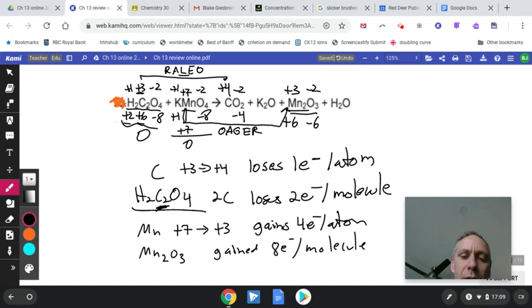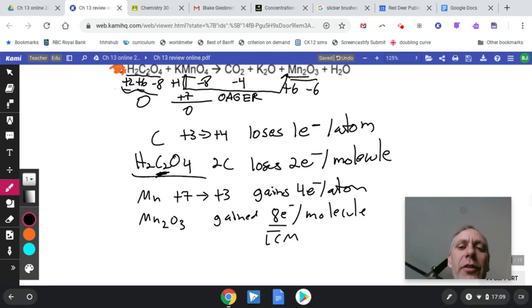So in that overall reaction, in order to balance it all out, you'd have to have a gain and a loss of 8. That would be your lowest common multiple, I think, in math. That's the term you're looking for. 8 electrons gain and loss.